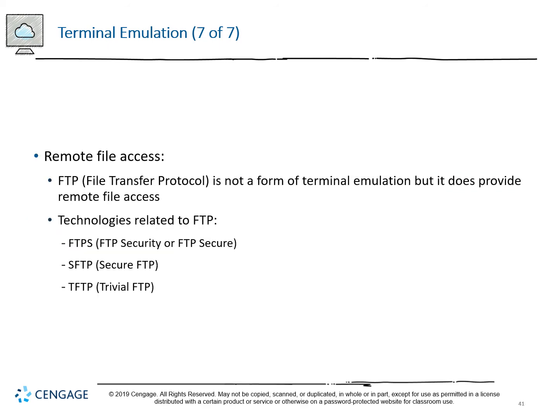Remote file access: traditionally we'll use what's called FTP, File Transfer Protocol. It's not a form of terminal emulation, but does provide remote file access. This is how you download stuff from a website, by the way. Related to FTP would be FTPS, which is FTP Secure. Secure FTP is a little bit different, but they're pretty close in terms of functionality. And then TFTP, which is used for very small files, usually for configuration and things like that.